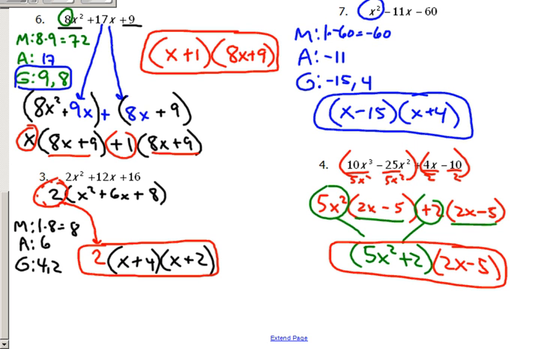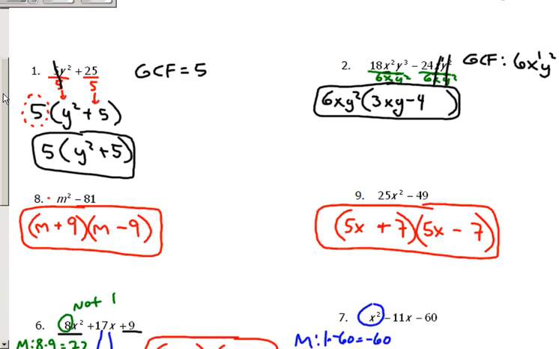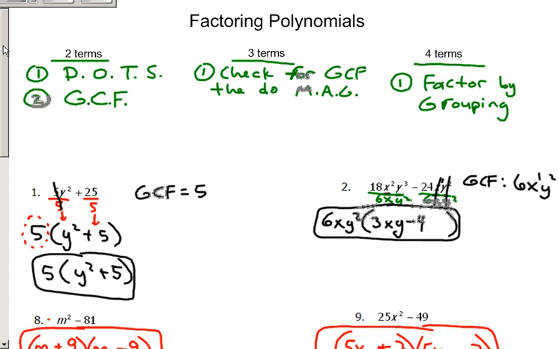There's our answer. So again, can't stress enough how important factoring is. I know it seems like a lot and it seems overwhelming. If you go back up to the top and follow these guidelines, 2 terms, dots or GCF. 3 terms, MAG. 4 terms, factor by grouping. It's not all that bad if you remember your rules.